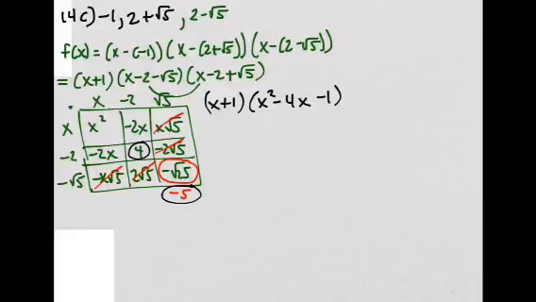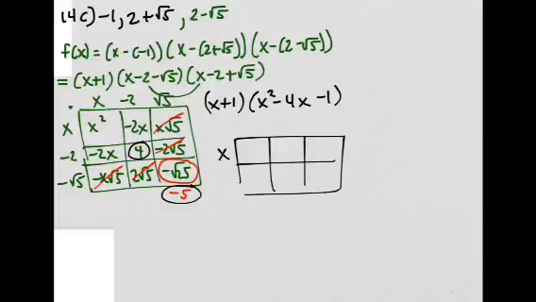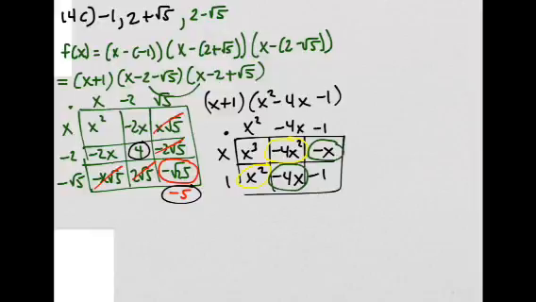You can just do straight distributive property. I'm going to put them in a 2 by 3. x plus 1, x squared minus 4x minus 1. So that's x cubed because we're multiplying. Negative 4x squared, negative x, x squared, and negative 1. So like terms are this one and this one, and this one and this one. So you would write f of x equals x cubed minus 3x squared minus 5x minus 1.